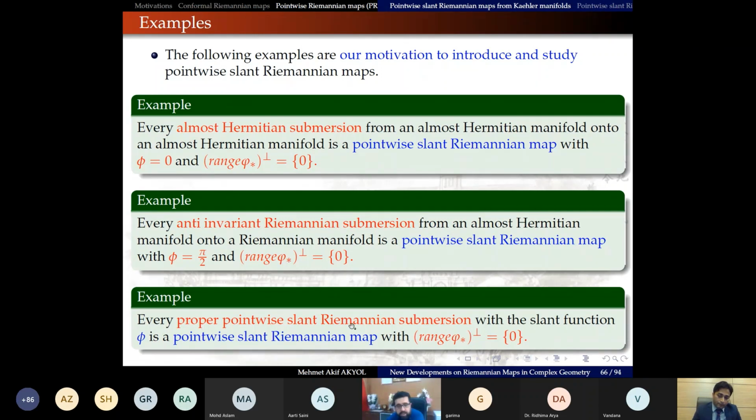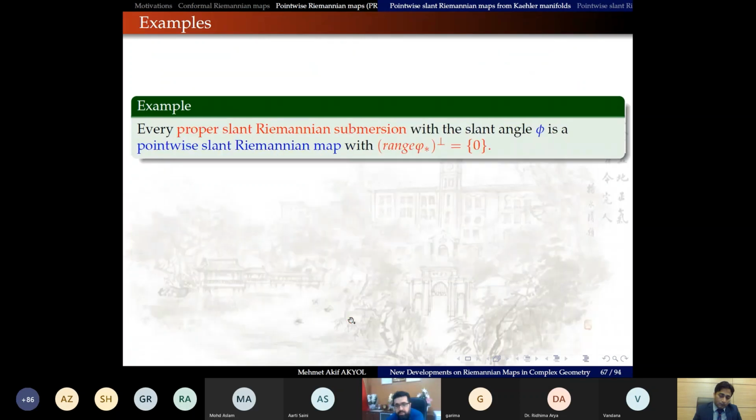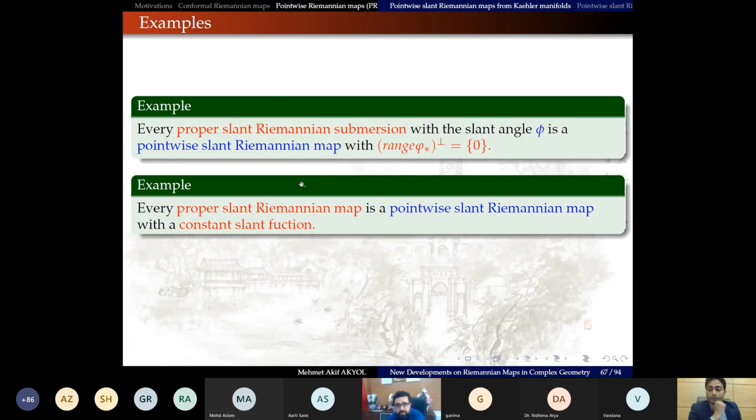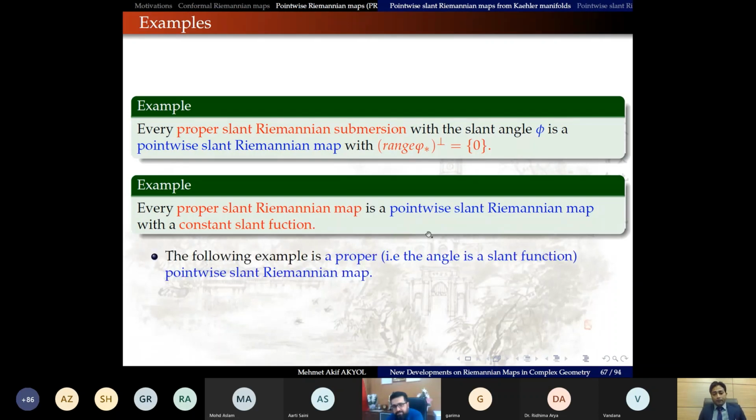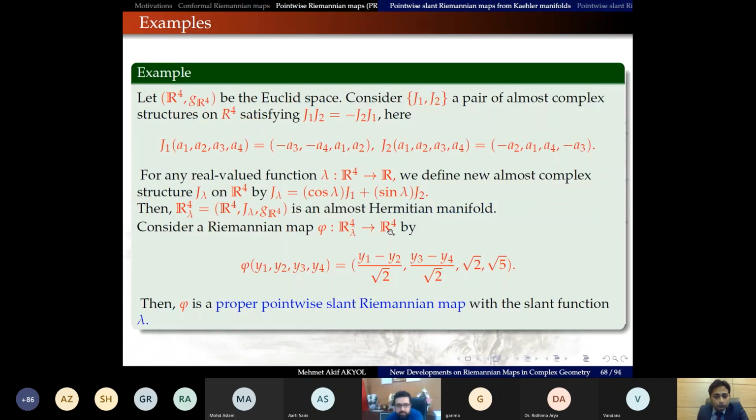We have proper point-wise Solanus Riemannian submersion. And also, proper Solanus Riemannian maps is point-wise Solanus Riemannian maps with a constant Solanus function. Now we are going to give a non-trivial example for this theory. If you have an example, it is easy to get some new result.